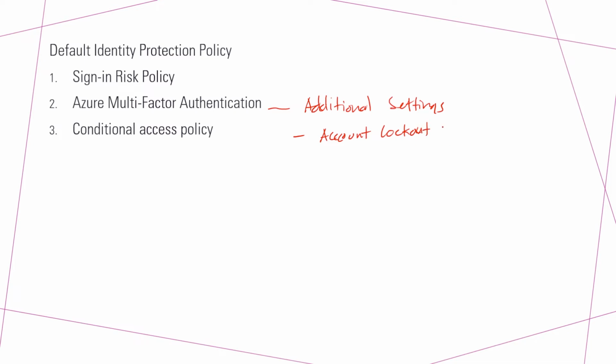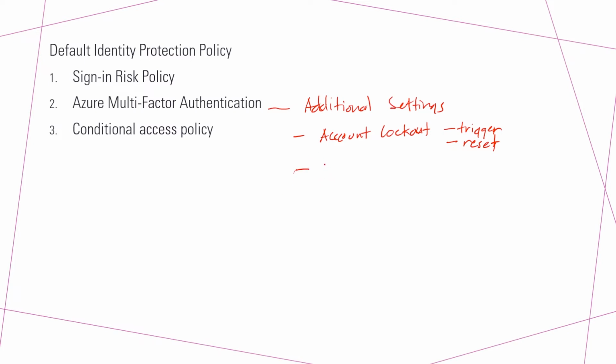So here you could set a trigger before a user account gets locked out. Let's say 5 multiple attempts or failed attempts using MFA. It will then trigger the account lockout on that certain user account, and then you could also set the reset timer for that lockout to be lifted.